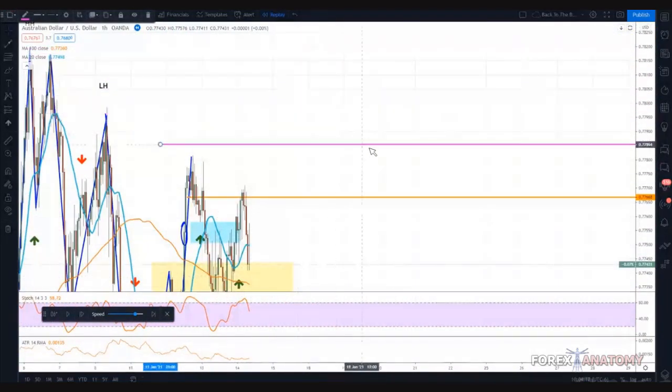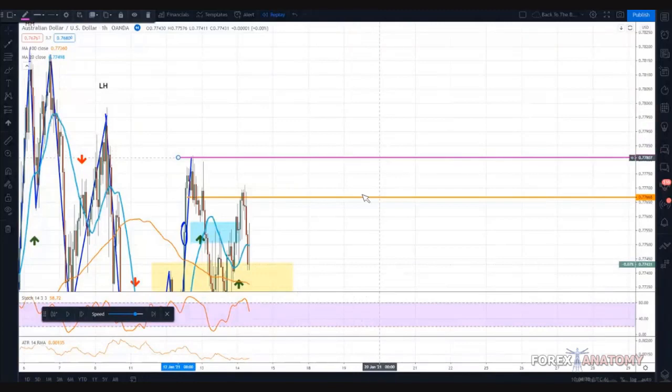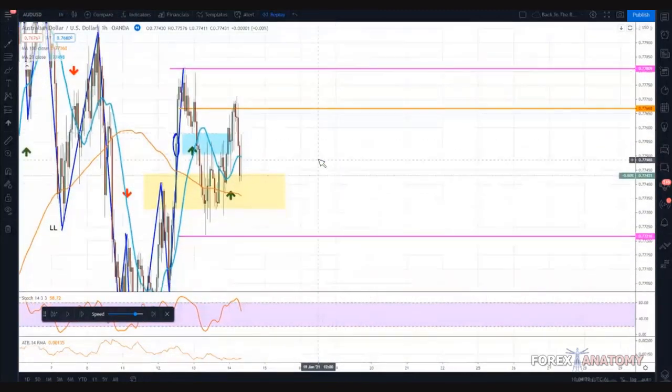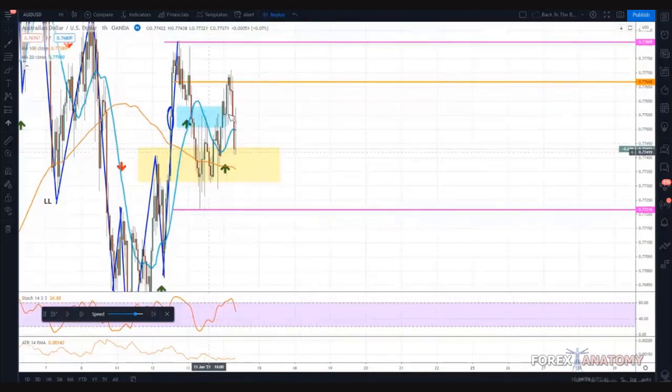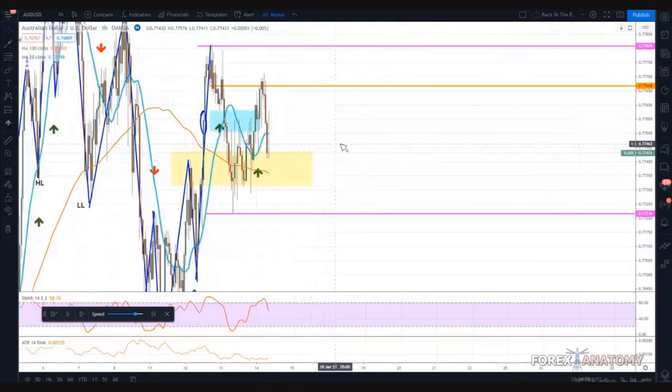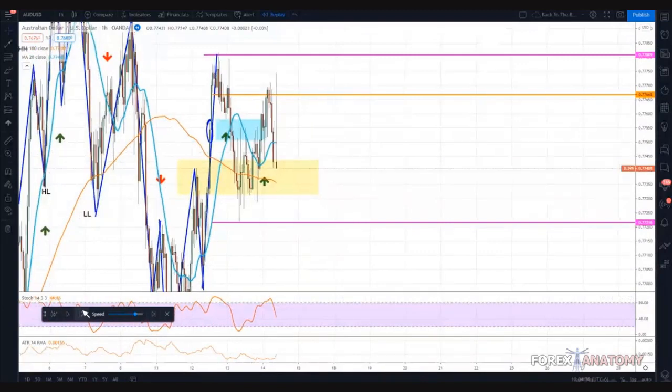Or break this high in order for us to really know what's really going on, because right now we're in a period of confusion or ambiguity. So anyways, let's see what happens. Let's move forward. Okay, price continues its push to the upside.